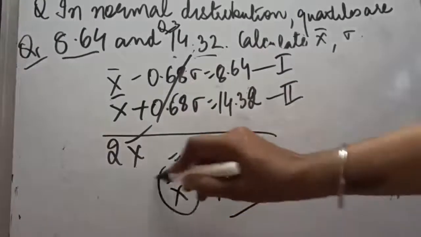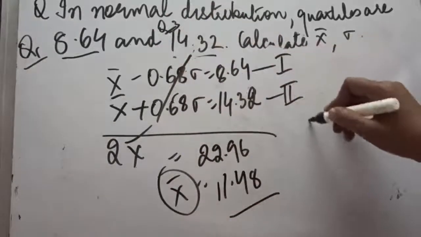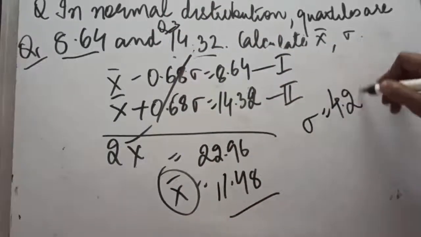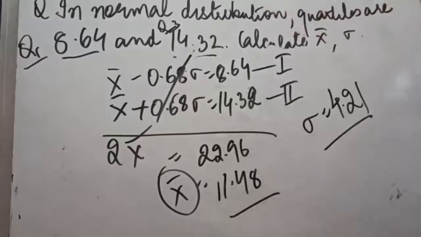Now you can put this mean value in either of the equations and you will see the standard deviation will be 4.21. So this is how the quartiles question in case of normal distribution can be solved.